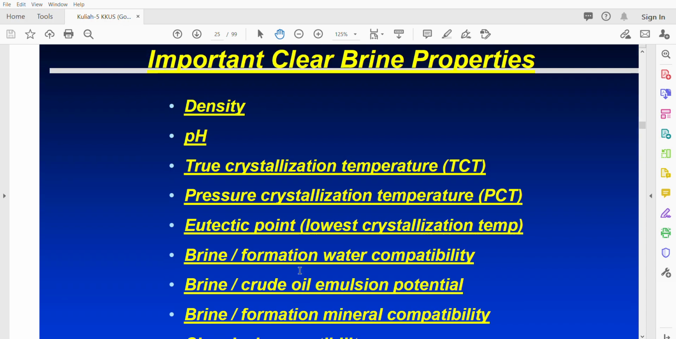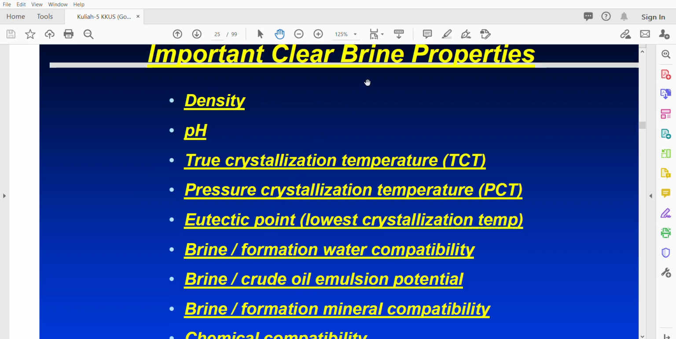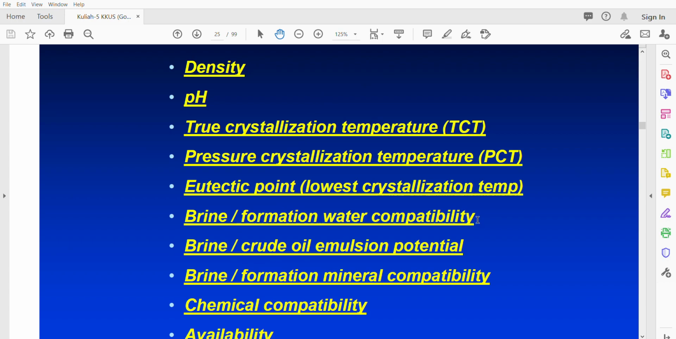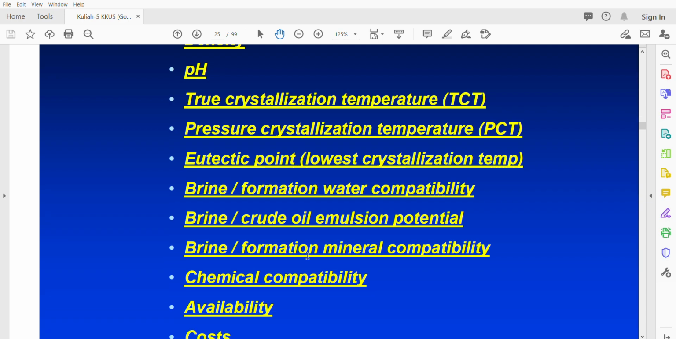The importance of dry clear brine is because of the density, pH, crystallization temperature, pressure, and eutectic point, the lowest crystallization temperature. So this is important for the clear brine properties, because brine and formation water have to be compatible. Brine and oil emulsion potential, there is no emulsion. Mineral compatibility, so the brine with the formation mineral is compatible, and other chemical compatibility, and availability and cost.